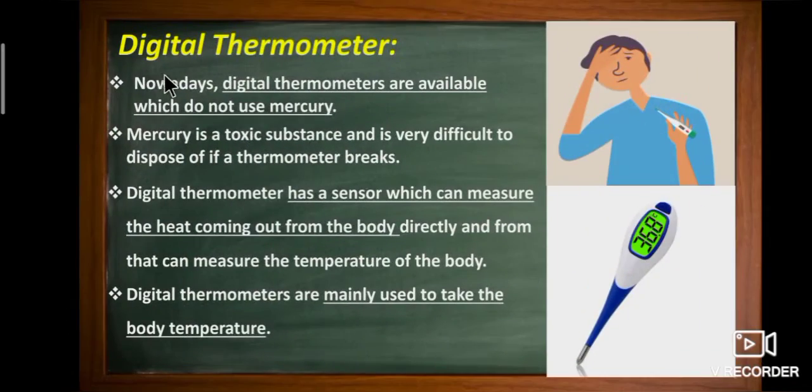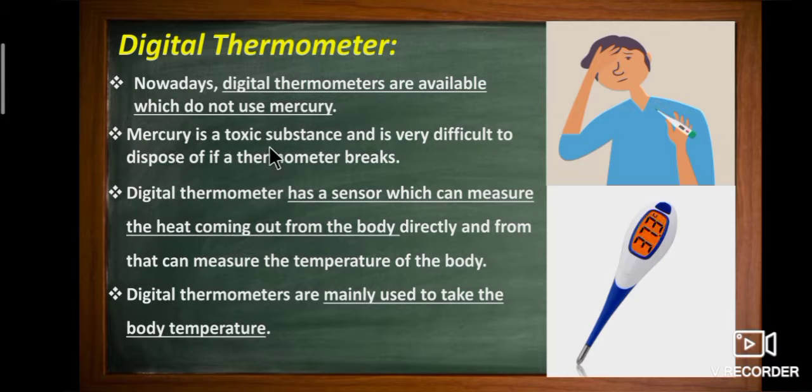Today we are going to study about digital thermometer. Nowadays, digital thermometers are available which do not use mercury. Because of the advancement in technology, digital thermometer is used everywhere. Even in this pandemic period, you would have noticed digital thermometer applications everywhere.